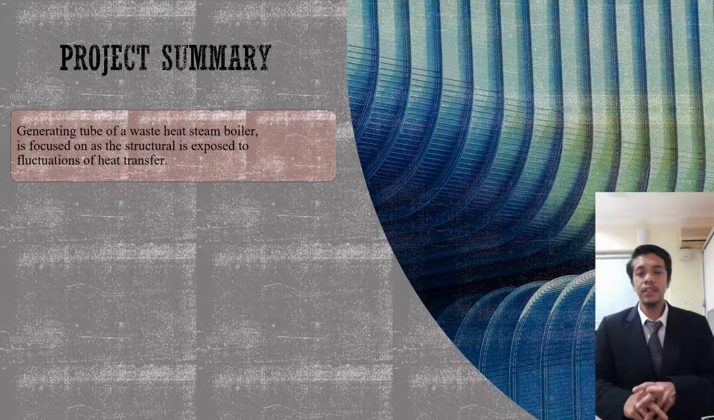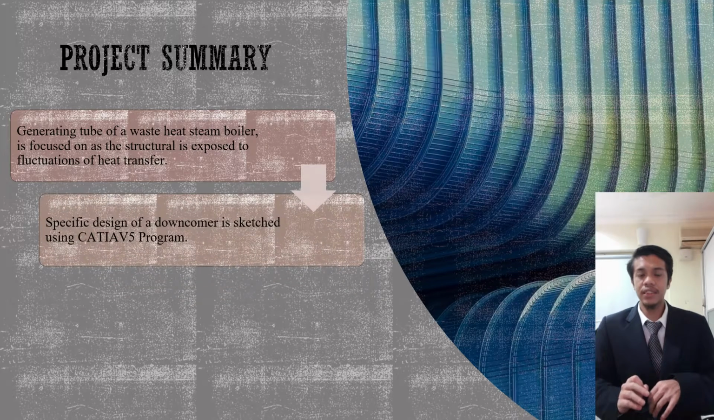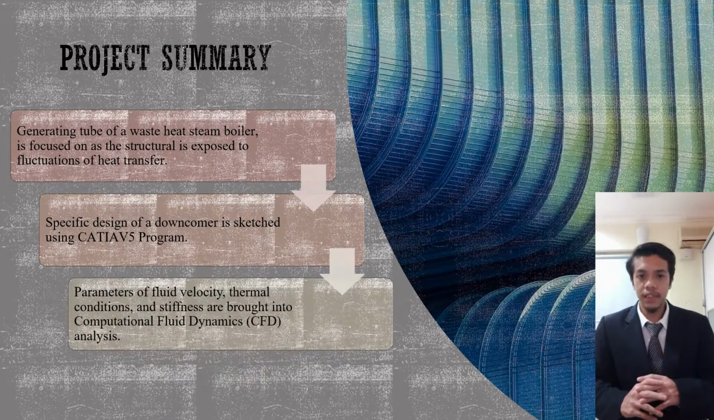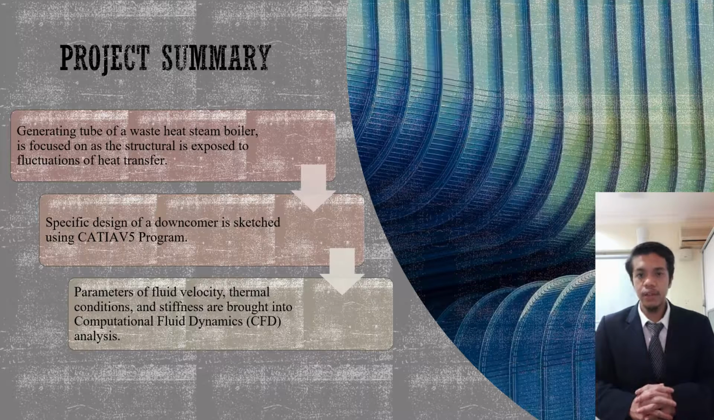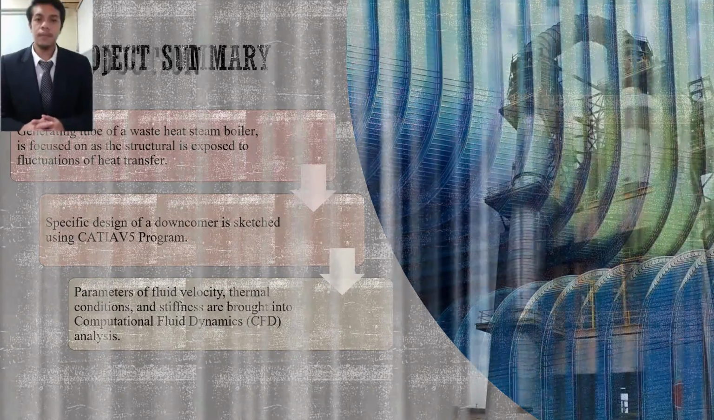I propose that a specific design of downcomer is sketched onto a CAD software, which is CATIA V5 program. From this modeling of downcomer structure in the CAD software, the analysis of the structure can also be done in computational fluid dynamics, CFD, which is ANSYS Fluent 18.1. The parameters that are desired throughout this analysis are fluid velocity, thermal conditions, and stiffness.